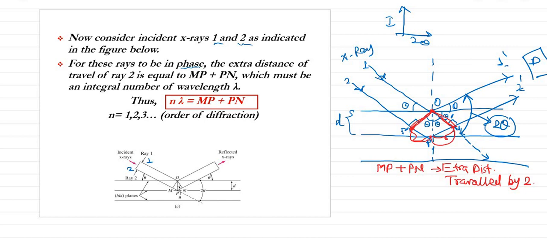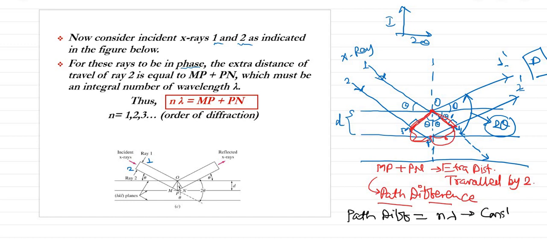Now what do we call this extra distance? This is nothing but the path difference. We know that we have two different rays, and if one ray is traveling a little bit larger or shorter distance, then that is what we call the path difference. This path difference decides whether they interfere constructively or destructively, or whether they are in phase or not. If we want them to be in the same phase, then this path difference must be an integral multiple of lambda, that means n lambda. Then and only then we can say we have constructive interference. This is the condition required for constructive interference.